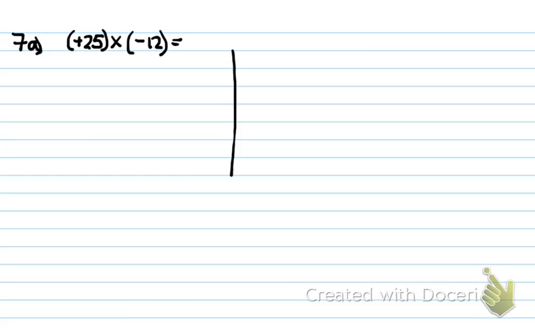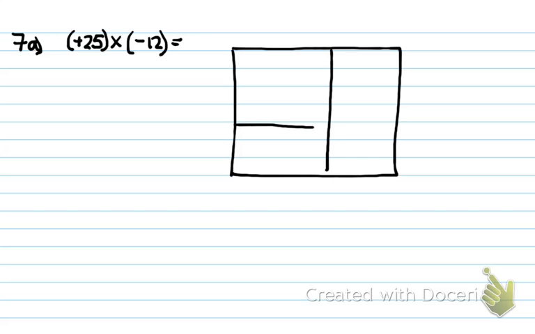So we'll start off by drawing a rectangle, and I'm going to divide it about like that. And across the top I'm going to put 10 and 2 because that's my 12. And down the side I'm going to have 20 and my 5. Now notice that I haven't put in the signs for the integers. That's because we are going to decide simply that the answer is going to be negative because we have a positive multiplied by a negative.